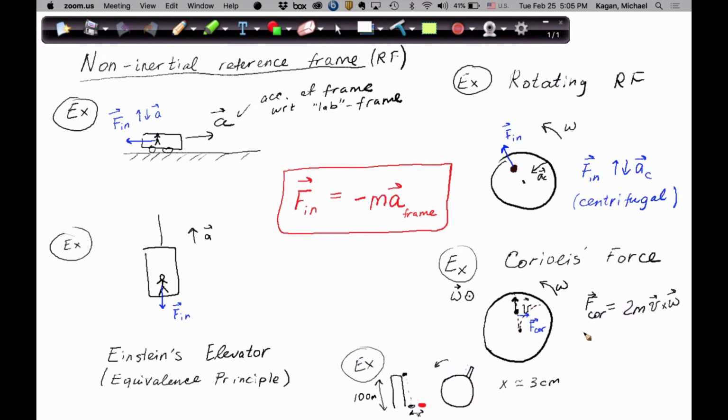I have not seen problems on Coriolis' force on F equals ma, to be honest. But I feel that you kind of need to know it anyway. Do you folks have any questions about what we've gotten through so far?